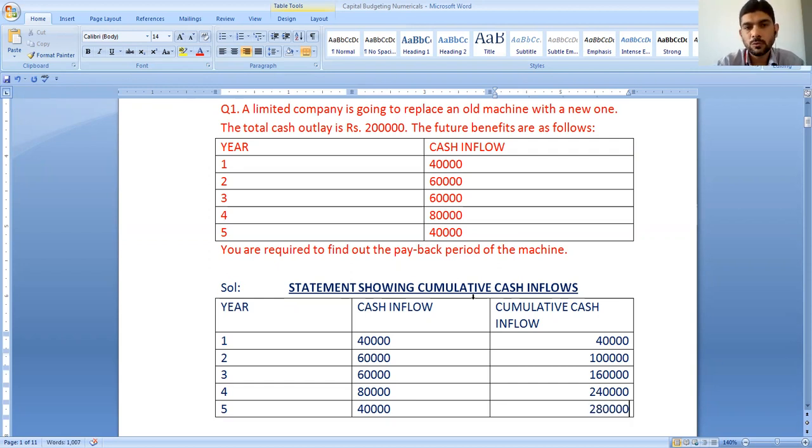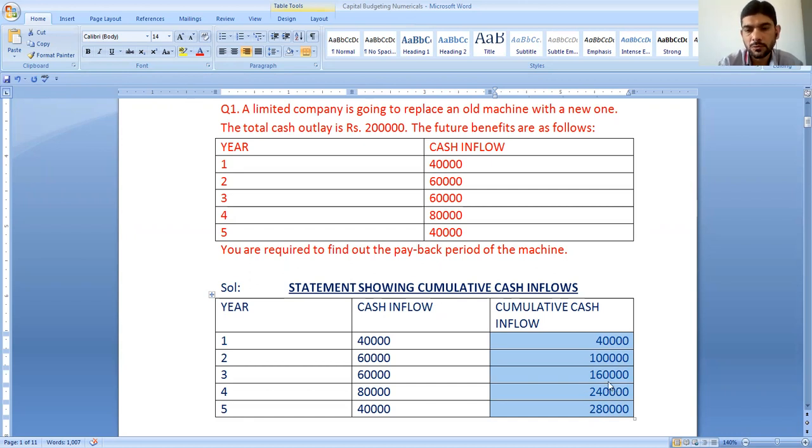Now, what will we do? We have to check out the cash outflow. Cash outflow, that is having an amount of 2 lakh rupees. 2 lakh rupees will be returned in which year? We have to check out from the cumulative cash inflows in which year 2 lakh will be returned. 2 lakh will be returned in somewhere about around third and fourth year. That is 1 lakh 60,000 for the third year, and fourth year, that is 2 lakh 40,000. So it will be returned somewhere around third and the fourth year.